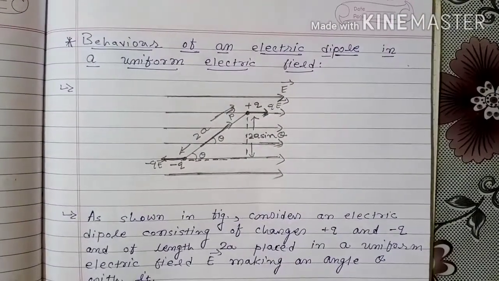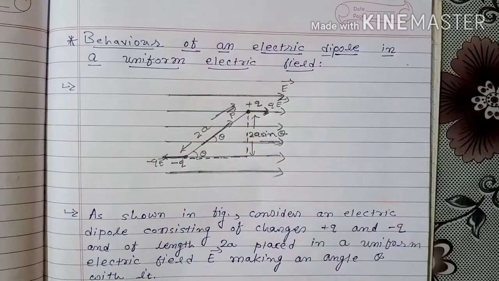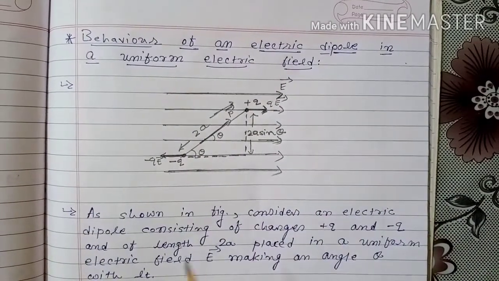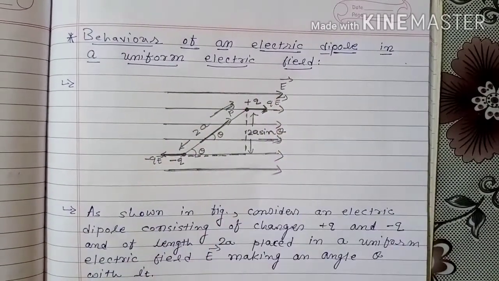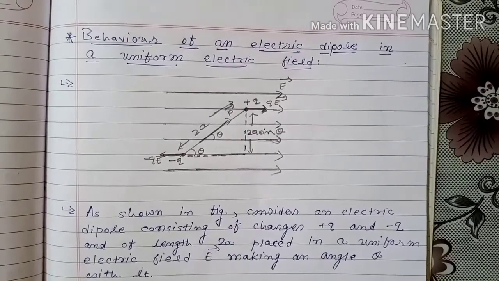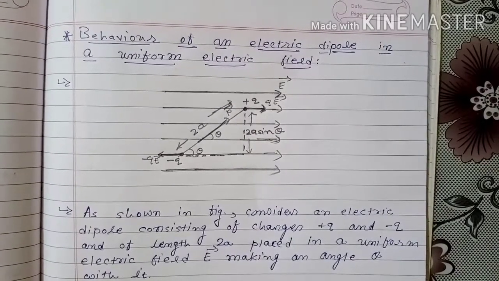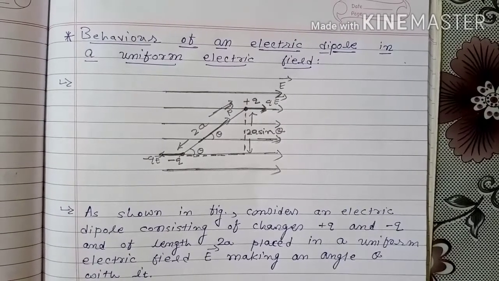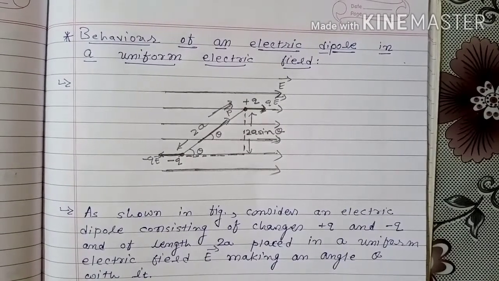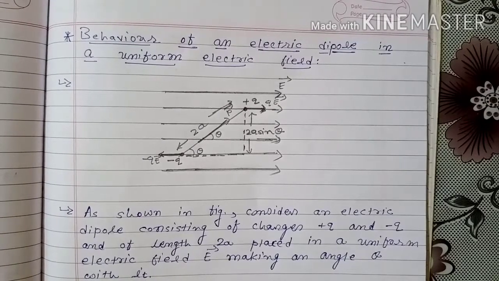Important theory of this chapter: behavior of an electric dipole in a uniform electric field. What is the meaning of uniform electric field? Uniform electric field means if the value of electric field remains the same with time and position, then that field is called uniform. If the electric field does not change with position and time, then it will be considered a uniform electric field.